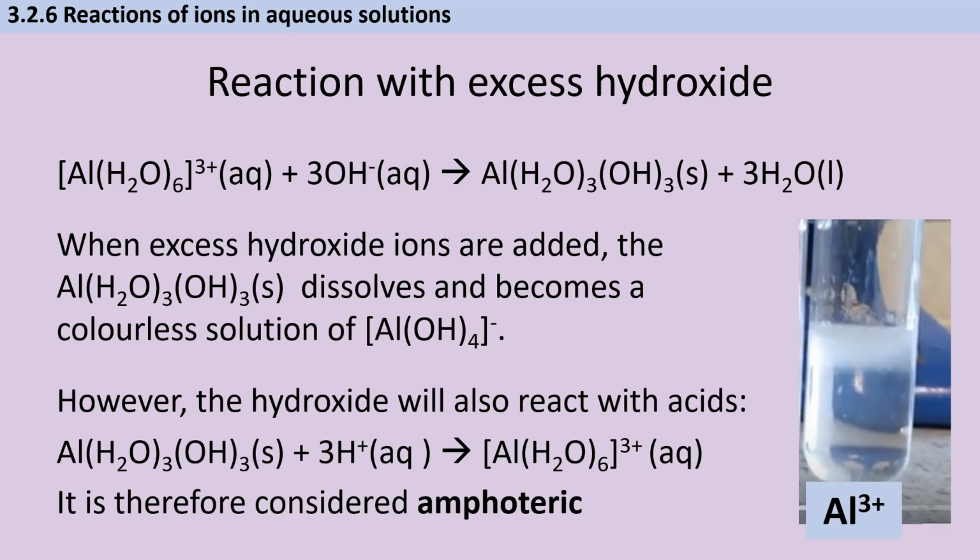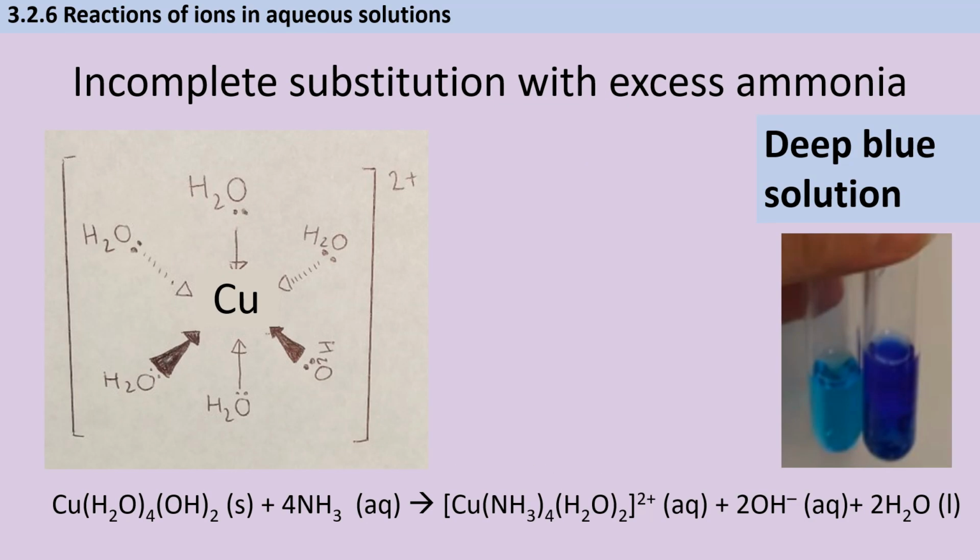If we have a source of hydrogen ions, then we can turn it back into that hexa-aqua aluminium ion that we had at the very beginning. Since aluminium hydroxide reacts with both acids and alkalis, we call it amphoteric. So limited ammonia will break apart some water and leave us with this incomplete substitution where 2 of the water ligands are replaced by hydroxide ions and we get an overall uncharged precipitate. But if we continue to add excess ammonia, then a further substitution will take place.